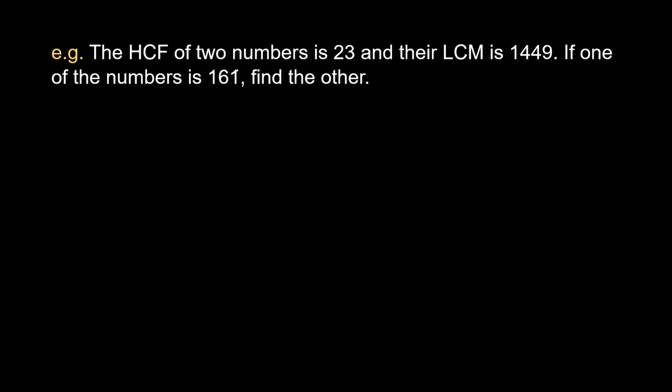The HCF of two numbers is 23 and their LCM is 1449. If one of the numbers is 161, find the other. So HCF of two numbers is given to us, that it is 23. Then their LCM is 1449. If one number is 161, suppose this is A, then find the other. So we need to find B.